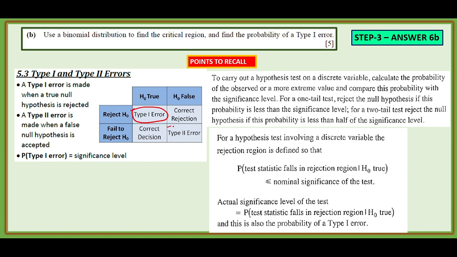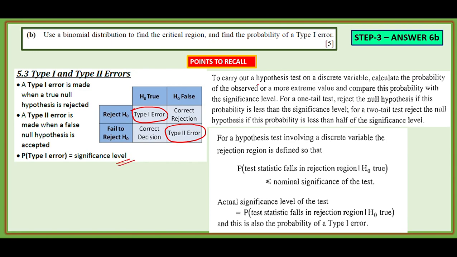Type 2 error is when the null hypothesis is accepted when it is false. The null hypothesis is made and it is accepted but it is false. Then it is type 2 error. So the probability of type 1 error is equal to the significance level.